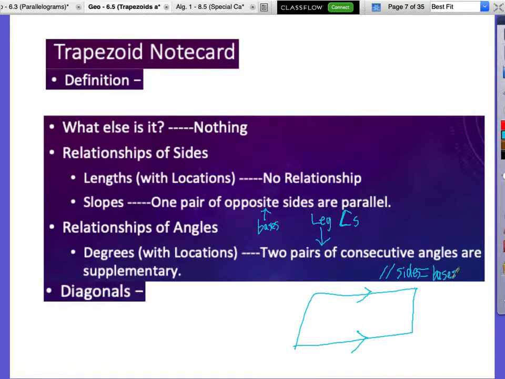Now we call the non-parallel sides legs. This would be a leg, and this would be a leg. So a pair of leg angles would be two angles that touch the same leg. Like here, this angle 1 and this angle 2 would be a pair of leg angles. Those would be supplementary. And this angle here and this angle here would be a pair of leg angles, 3 and 4, and those would be supplementary as well. Okay, questions on that?